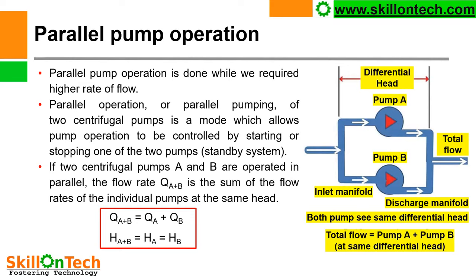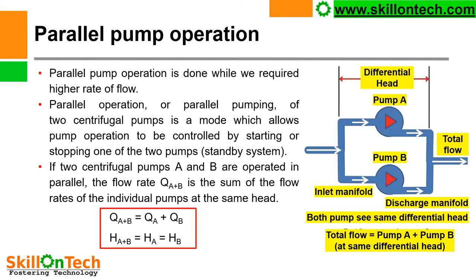Parallel operation or parallel pumping of two centrifugal pumps is a mode which allows pump operation to be controlled by starting or stopping one of the two pumps, meaning a standby system. In process industries, they have a standby system. Two similar pumps are installed. If by chance one pump is taken for maintenance, then the other pump will be taken into line for meeting the process flow requirements.